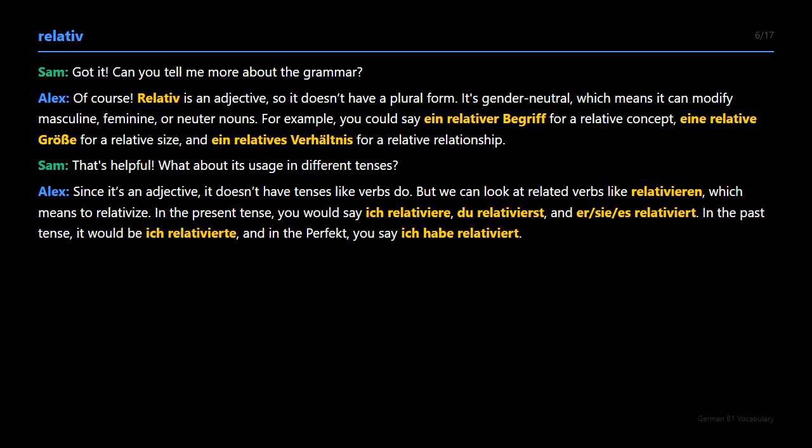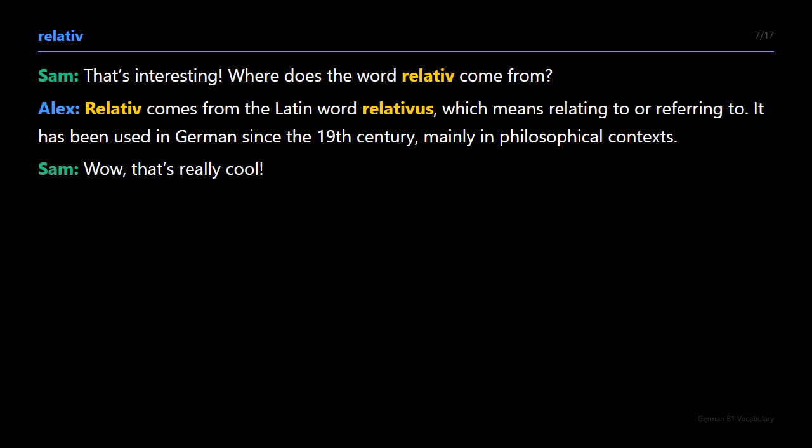That's interesting. Where does the word relativ come from? Relativ comes from the Latin word relativus, which means relating to or referring to. It has been used in German since the 19th century, mainly in philosophical contexts.